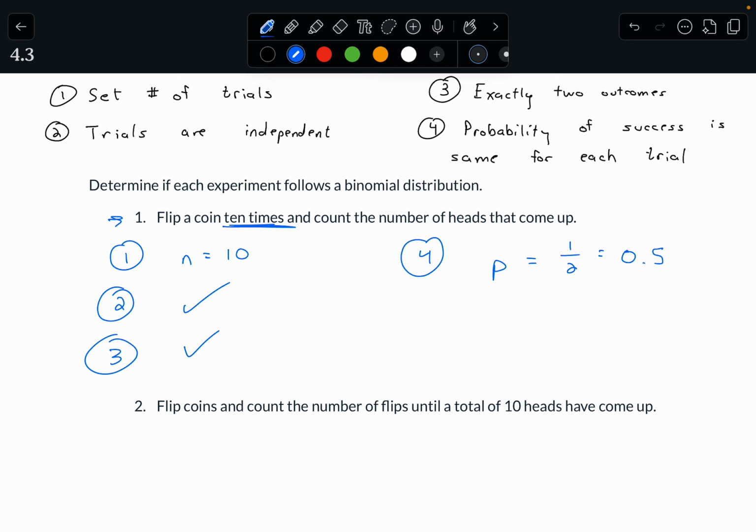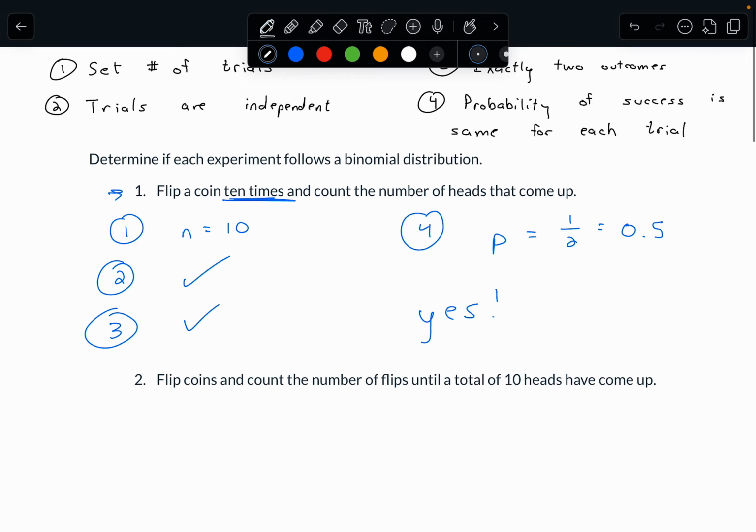So as we're checking these, we should be able to tell 2 things. We should be able to tell what is n, the number of trials that we're running, and then what is p, the probability of success. And if all of these conditions are met, then yes, this is a binomial experiment. So we could use our binomial probability formulas that we're going to talk about later on in this section to answer questions about this particular experiment.